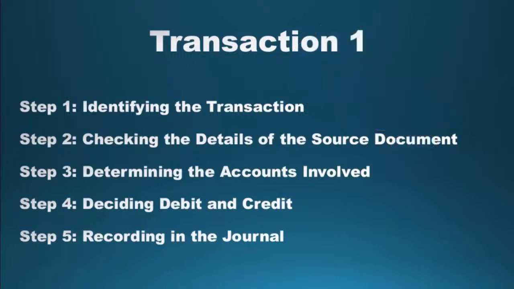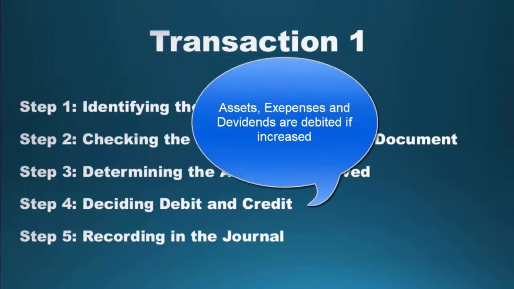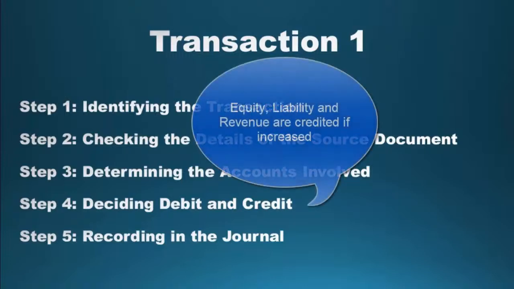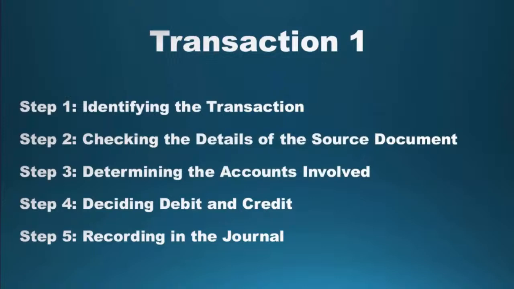Step 4. Deciding debit and credit. Now that we know the accounts involved, we decide which account is debited and which account is credited. The bank account asset is debited because it is increasing. In accounting, an increase in an asset is always a debit. The capital account equity is credited because the owner's equity in the business is increasing. An increase in equity is always a credit. So, the entry will involve a debit to the bank account and a credit to the capital account.